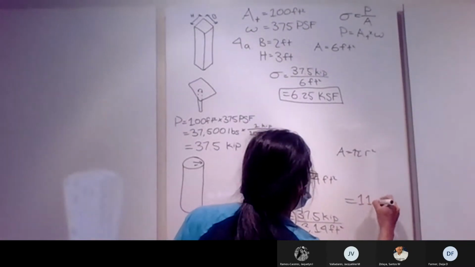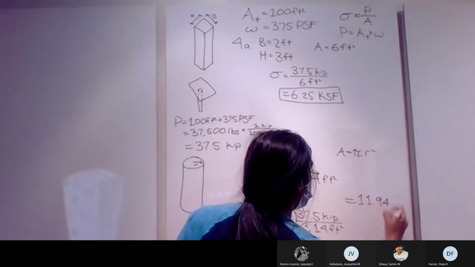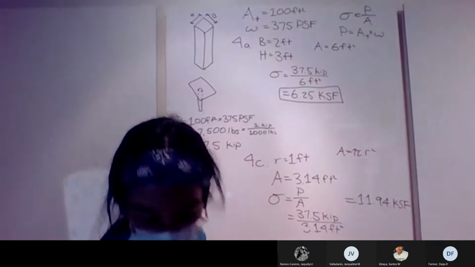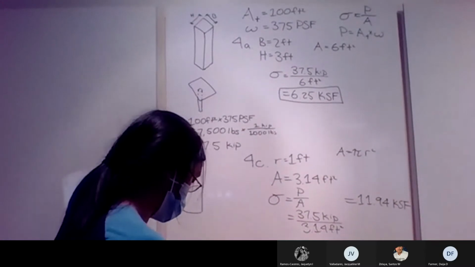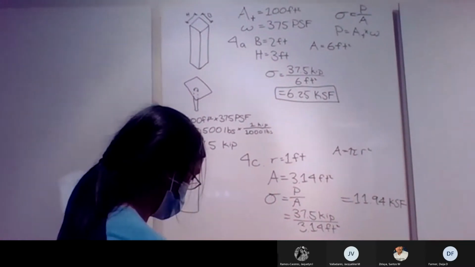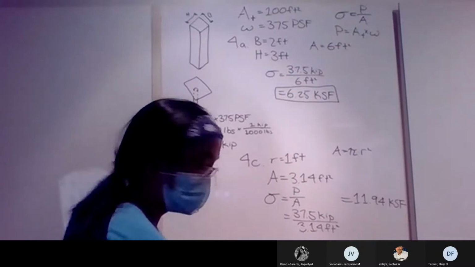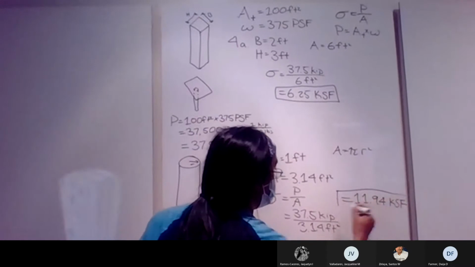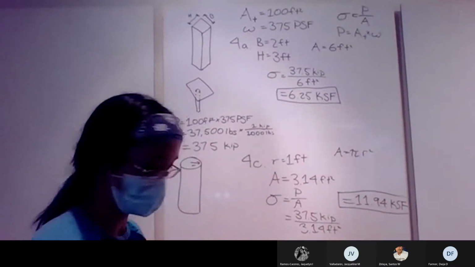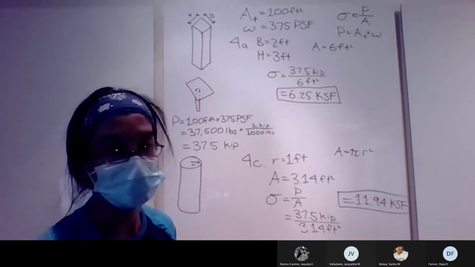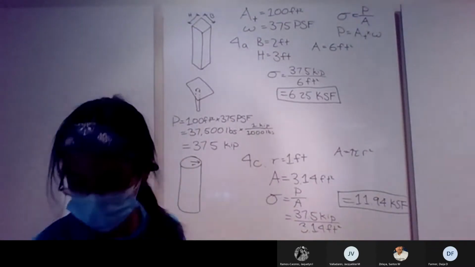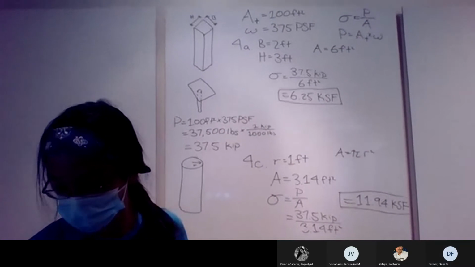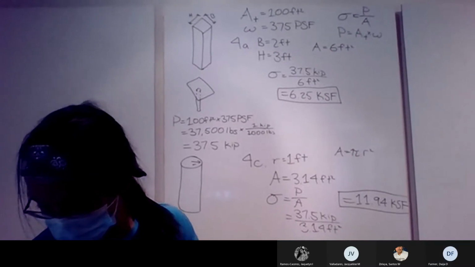And then we're left with 11.94 kips per square foot. Double check that on my calculator. So that's the stress for 4C. Questions? Nope. All right, fantastic.